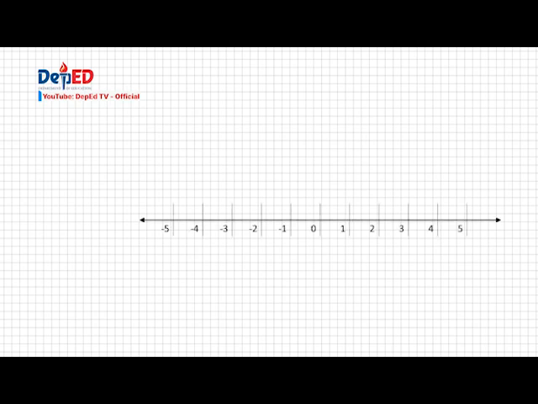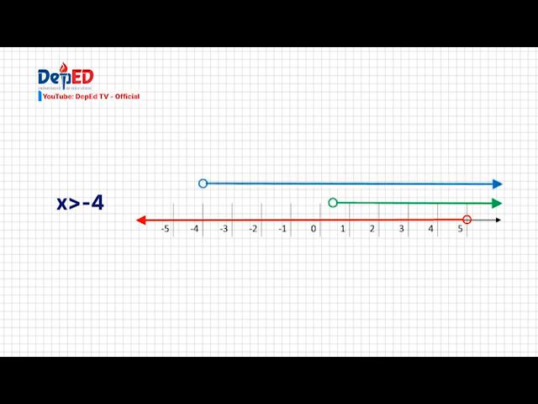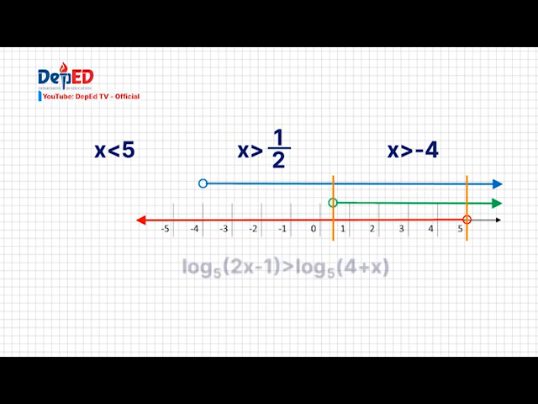Let us use a number line for better illustration. For x is less than 5, those are these values highlighted in red color. For x is greater than 1/2, these are values in green color. For the third condition, x is greater than -4, these are values in blue. If you have noticed, the intersection of these lines are values from 1/2 to 5. And we take these values as the set of solutions for the inequality.